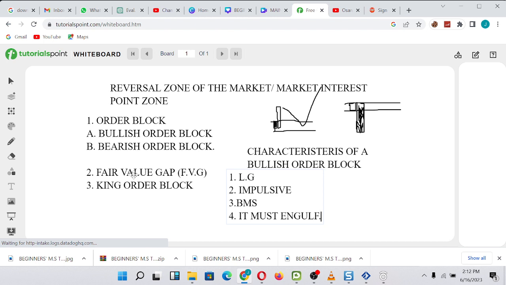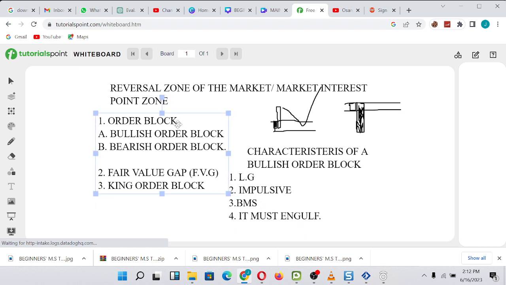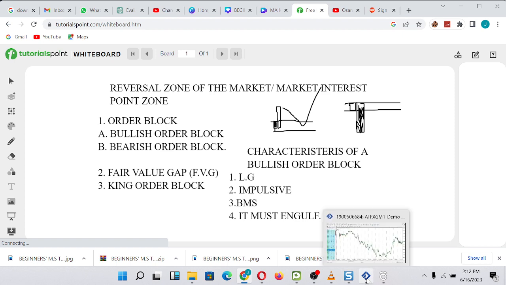So only one participant. You can't say there's a seller in a bullish fair value gap. Okay? You only see buyers there. Do you understand? So let's go to the chart to have an example of a fair value gap.